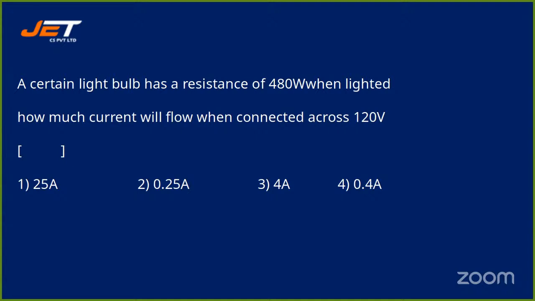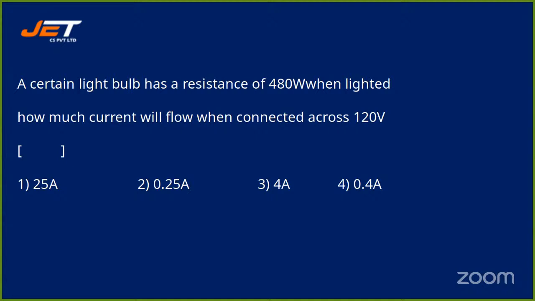So mostly the way to learn physics is by solving numericals. When you solve numericals, you learn physics more because with theory, you don't remember a lot of things. So a certain light bulb has a resistance of how much? 480 when lighted, but how much current will flow when connected across 120 volts? So we are talking about current here.